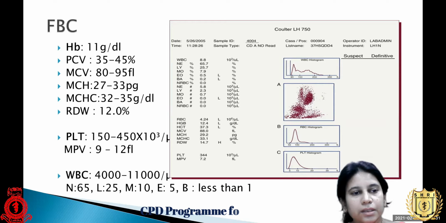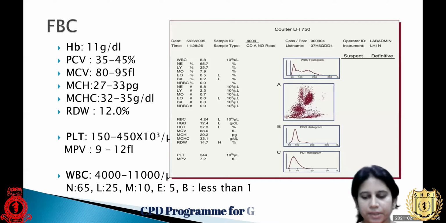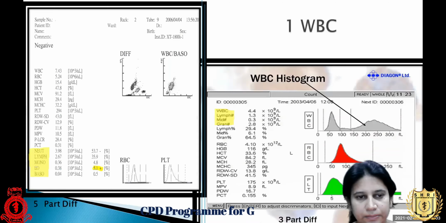As you know, we have to have some idea about hemoglobin, packed cell volume or the hematocrit, mean corpuscular volume, mean corpuscular hemoglobin, and MCHC, which are the RBC indices, and the red cell distribution width. And moving to the platelets, you have to have some idea about normal ranges and the platelet volume. And the WBC count, with normal differentials. So I start from the basic thing.